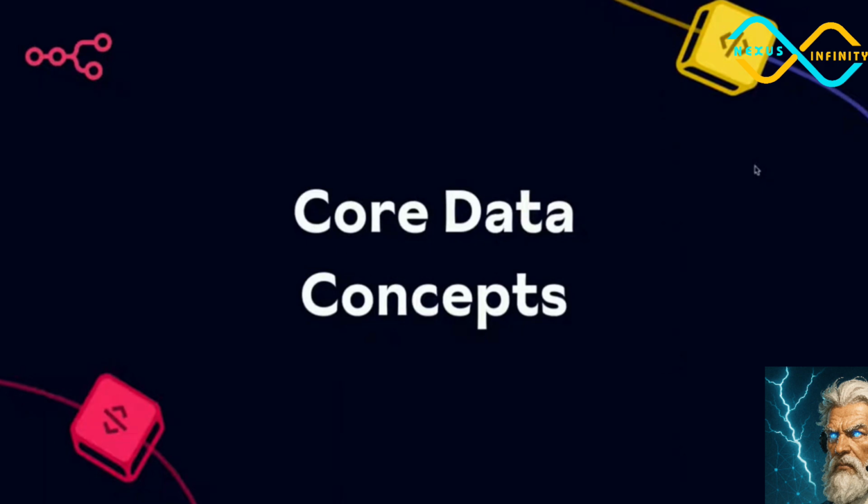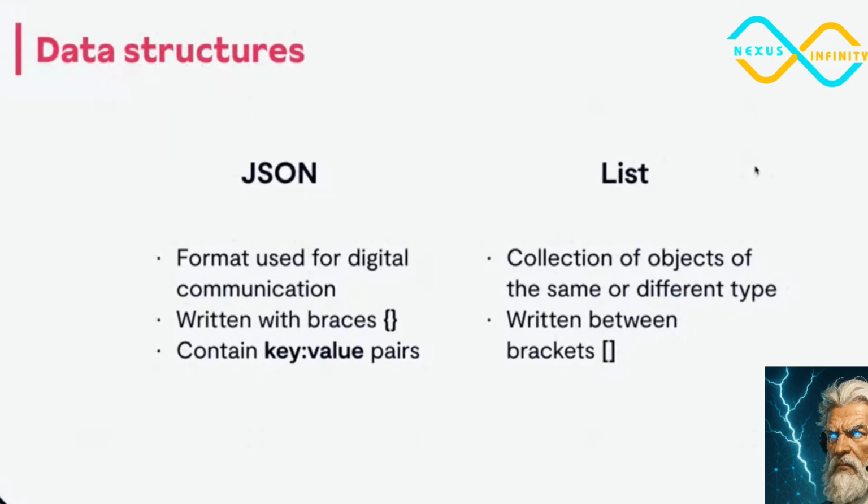Let's start by explaining some core data concepts that you need to understand to make the most out of N8N. There are two main data structures that we are going to take a look at today. The first one is what we call a JSON, and the second one is a list.